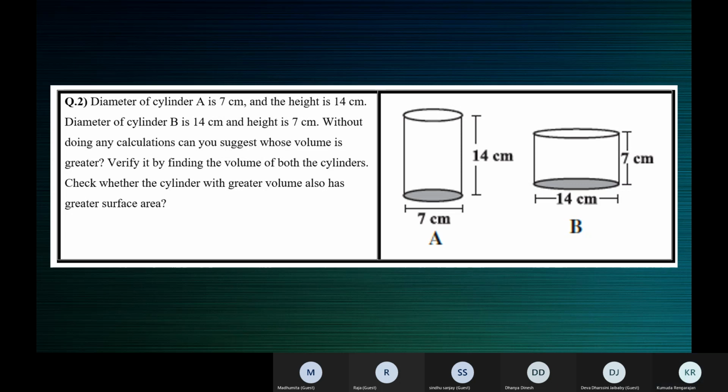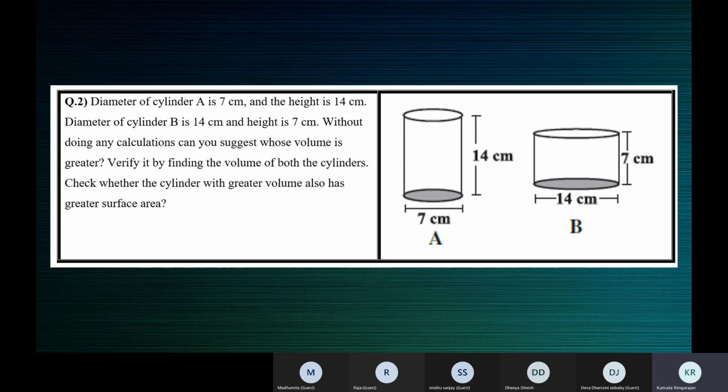What if I say it is a cylindrical tumbler? What will be the area of the tumbler? And now the tumbler is made of, say, copper. It's a copper tumbler. What is the area of copper sheet used to make the tumbler?